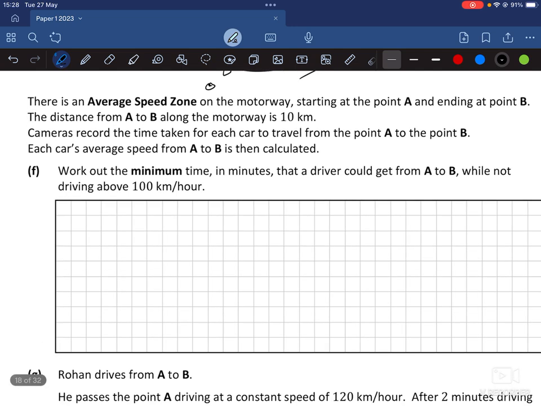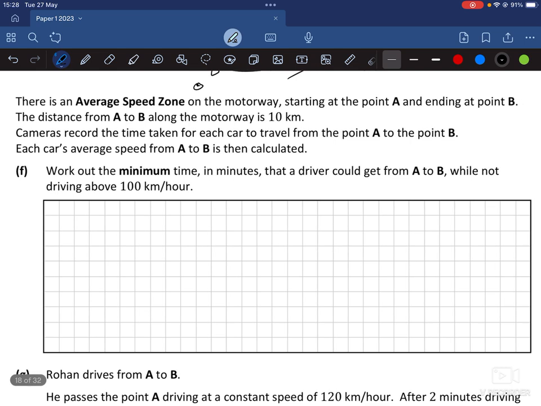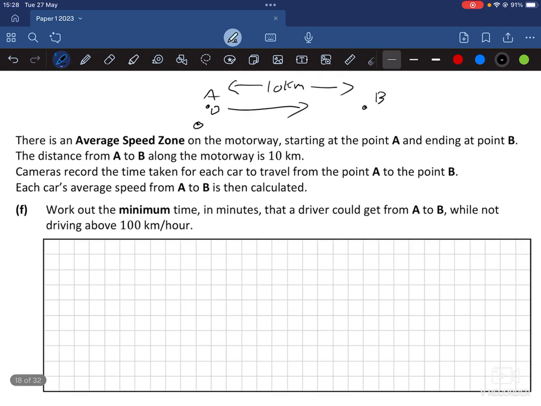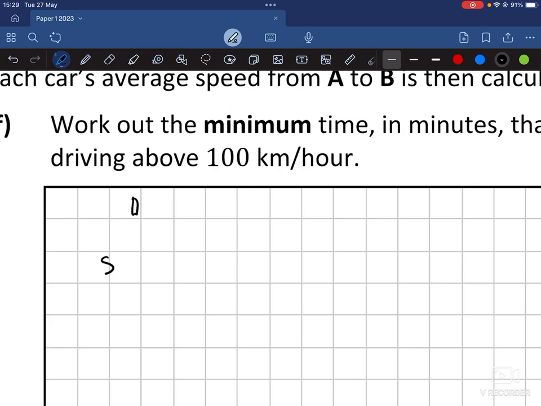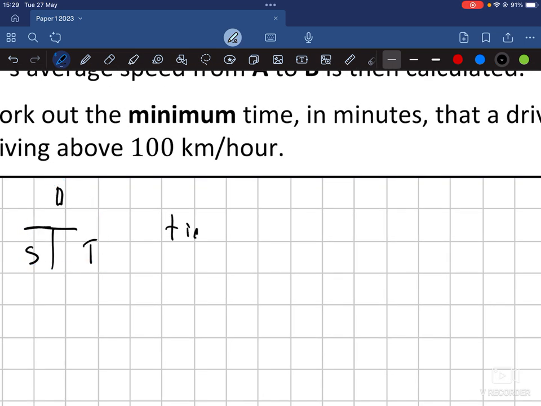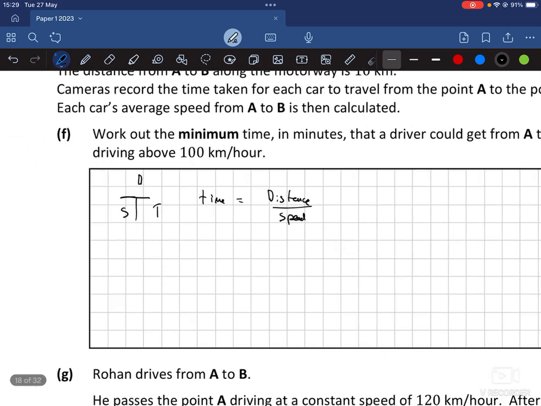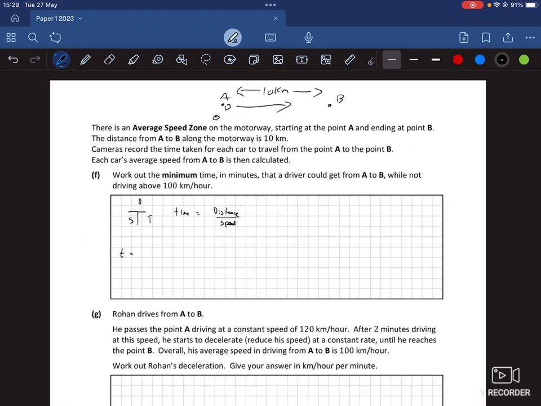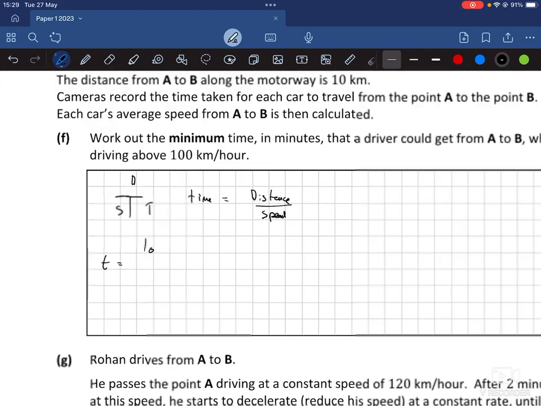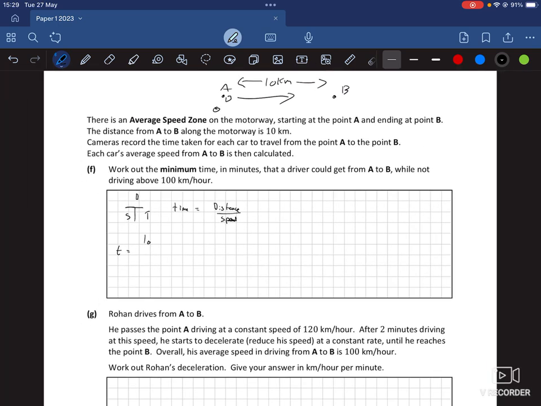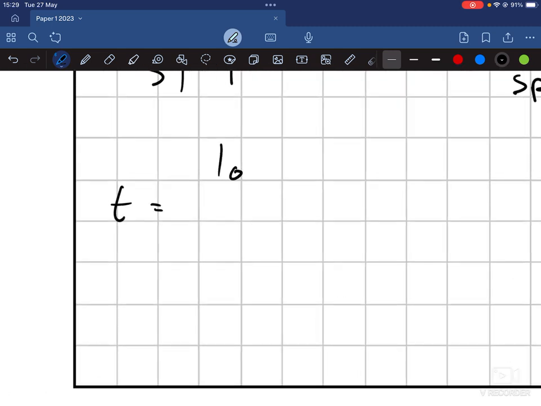Okay, and then we're asked to work out the minimum time, so the quickest a driver could get from A to B while not driving above 100 kilometers an hour. So this would be the triangle: distance, speed, time. So time is equal to distance divided by speed. The distance they're traveling is 10 kilometers, and the quickest they could get from A to B is when you drive at the speed limit. You drive as quickly as possible. So that's going to be when we're driving at 100.